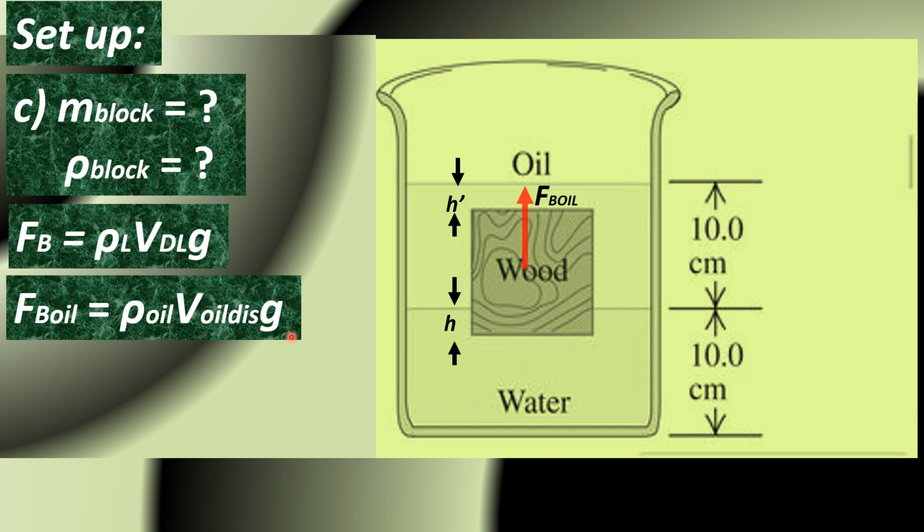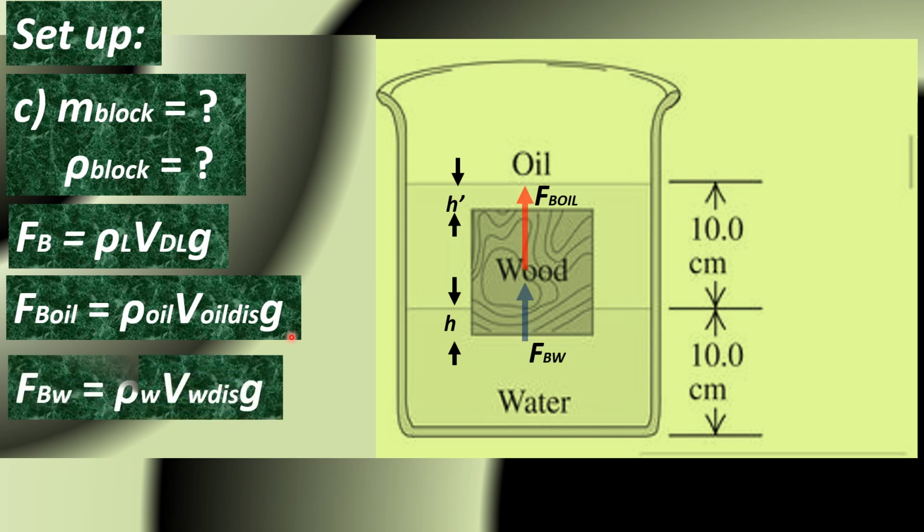Now for water, the buoyant force or upthrust exerted by water on the block of wood is just equal to the density of water multiplied by the volume of water displaced by the block of wood and of course times acceleration due to gravity.